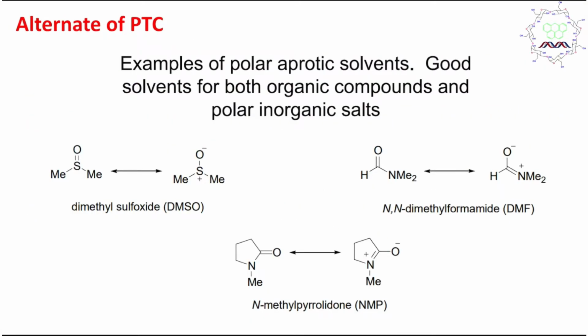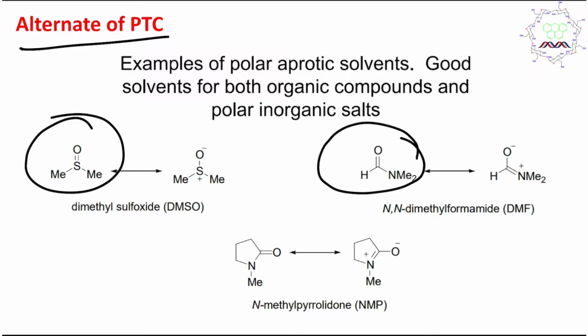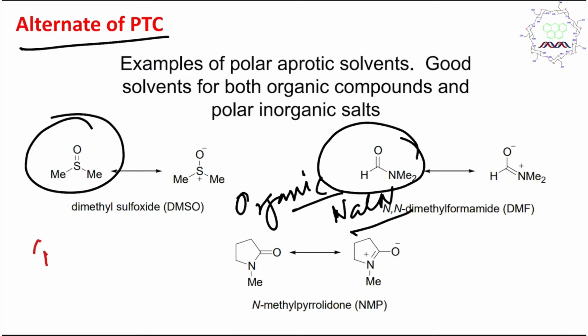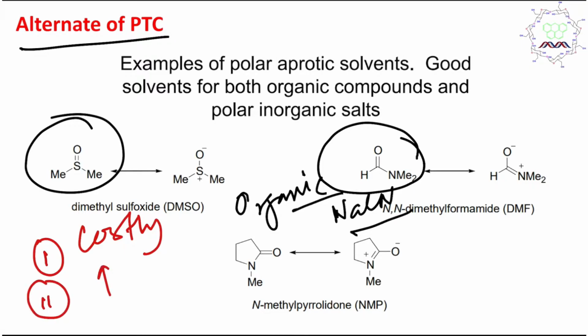So is there any alternate choice of PTC? Because we should not depend on a particular chemical. Yes, possible. If you use dimethyl sulfoxide or N,N-dimethyl formamide, they are highly polar and they are capable of solvating both organic and some inorganic salts also, like this sodium cyanide. But they are actually, students, very costly reagents. First point, number 1. Second, they are very high boiling, so by distillation you can't remove them.